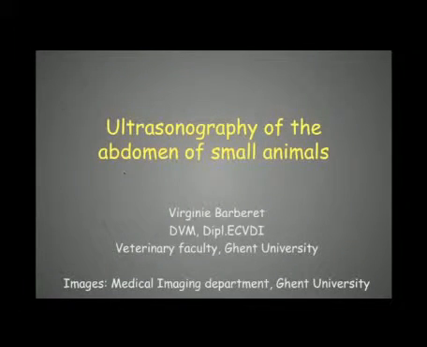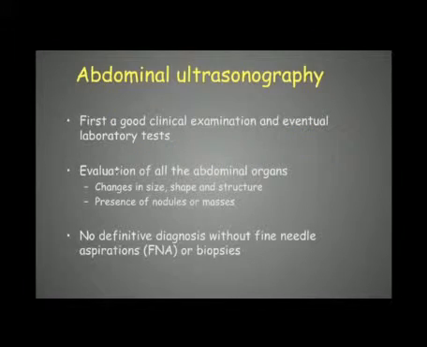So we are going to talk about ultrasonography of the abdomen of small animals. First, the abdominal ultrasound examination has to come after a good clinical examination and eventual laboratory tests that will guide us a bit about the pathology that we expect. We have to evaluate all the abdominal organs, so if they change in size, in shape and structure, and also to see if there are nodules or masses within the parenchyma of those organs.